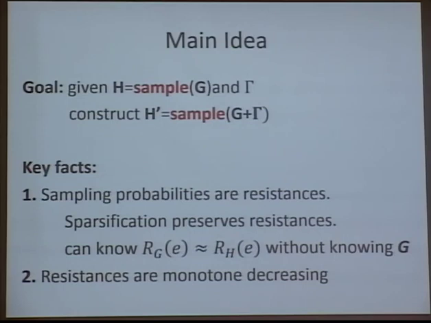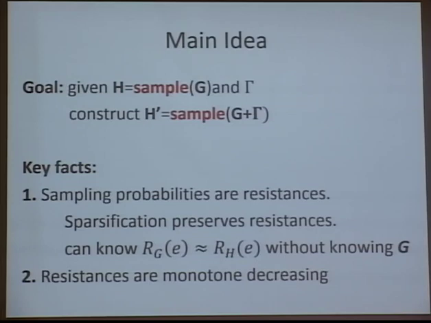Okay? So I'm going to rely on two facts about effective resistances to achieve this. There are two facts about the sampling process. The first fact is that the sampling probabilities are effective resistances, right? So I'm given a sample H, which is a sample from the resistance distribution of G.